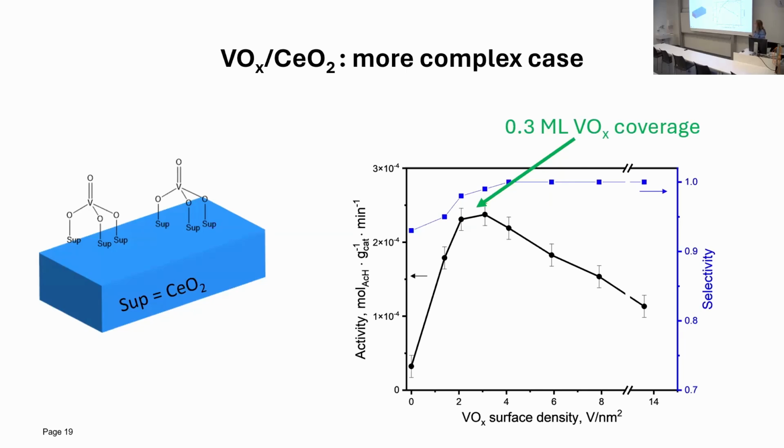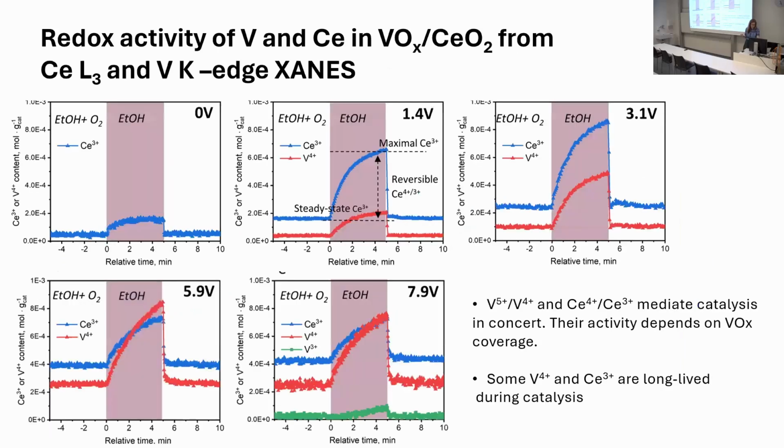Then, increasing the concentration of vanadium up to 0.3 monolayers was improving the performance of the catalyst in terms of activity and selectivity, and going above was decreasing it. This we also wanted to investigate. Besides which redox couple is redox active, we also wanted to see why this catalyst with this loading is the best one, to find some rational explanation.